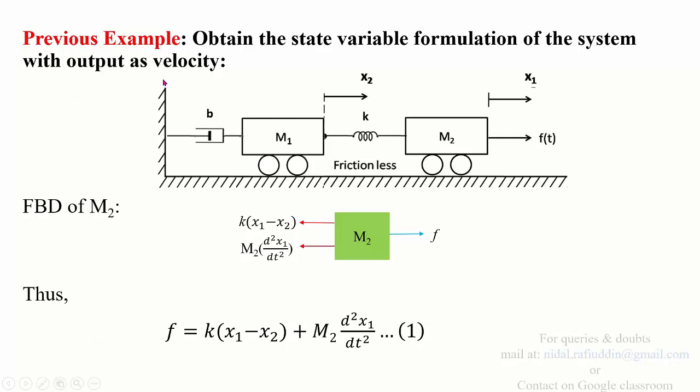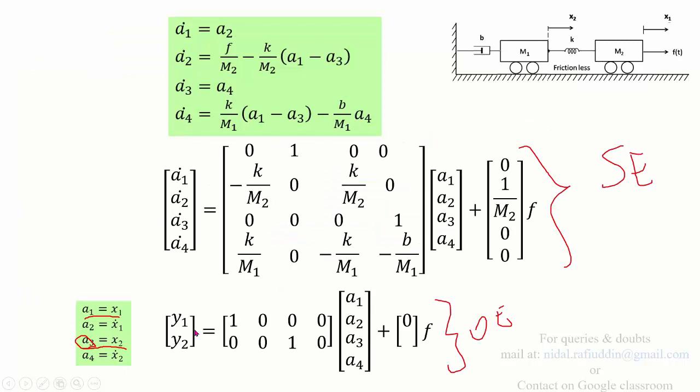In the previous case, you could have taken output as velocity. For example, y1 could have been written as x1 dot instead of x1. Likewise, y2 would have been written as velocity v2 or x2 dot. So in such cases, since x1 dot is nothing but a2 and x2 dot is nothing but a4, y1 can be written in terms of a2. So instead of writing 1 here, you would have written 0 and 1 here. Likewise, y2 would have been 0, 0, 0 and 1 here.